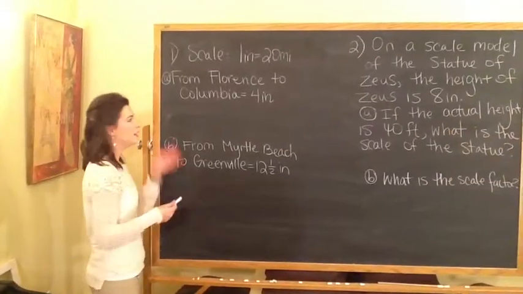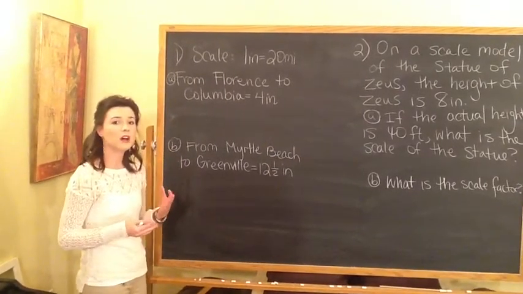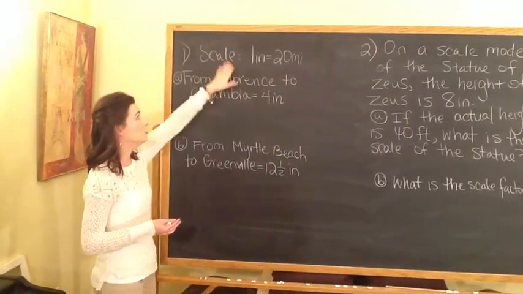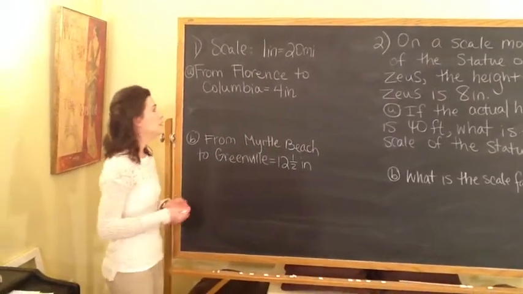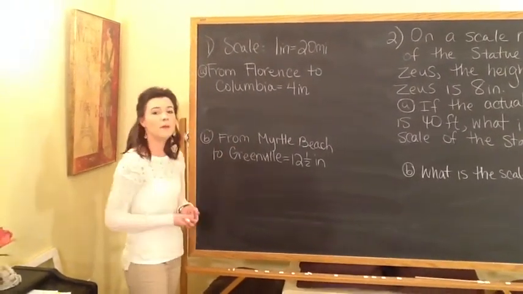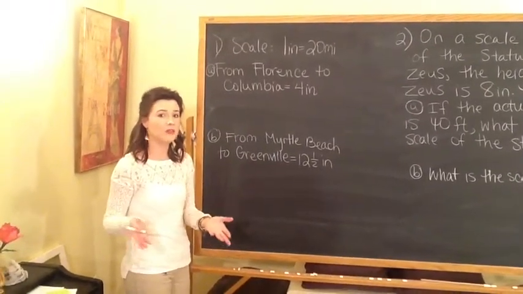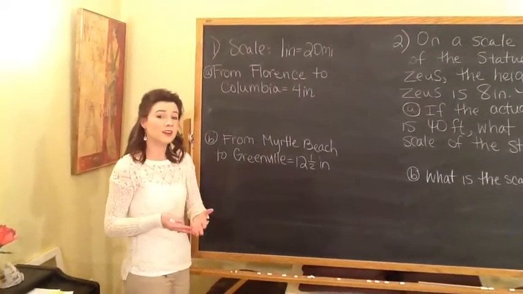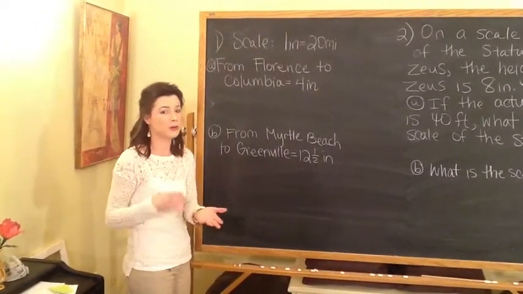Number 1, I split into 2 parts, A and B, because both of these examples have to do with the scale of 1 inch to 20 miles. Both of these are referencing a map. A map is a very common way of using a scale, because obviously it has to be smaller for us to be able to see the whole map or the whole area where we're going.